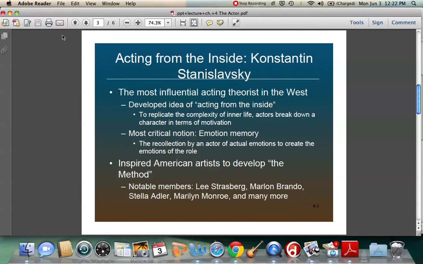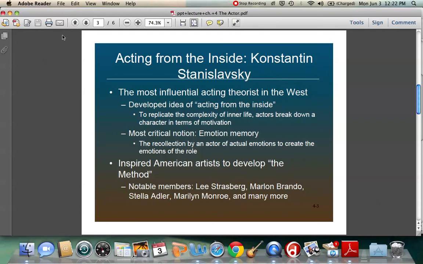They would go over to Russia and they would study with him, and they would come back and they would say, guess what? We found out some really great ideas on how to get to the inner life of a character. Some of these people were Lee Strasberg, Marlon Brando, Stella Adler, Marilyn Monroe, and many more. Really studied specifically the techniques of Stanislavski.